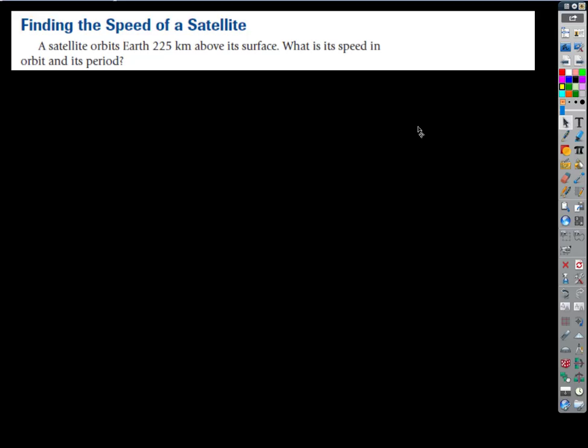Okay, we kind of talked about this last week, but I wanted to bring this point up again. It seems at first glance like this ought to be pretty easy, right? Because this is just uniform circular motion stuff. So we know that centripetal acceleration just equals v squared over r, right? And what would the radius be? The 225 plus the radius of the Earth. Okay, good. 225 kilometers plus the radius of the Earth. No big deal. That's the radius. What's the centripetal acceleration?